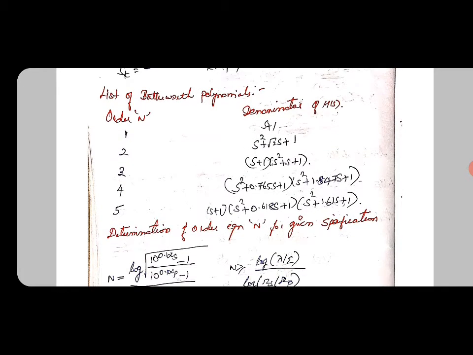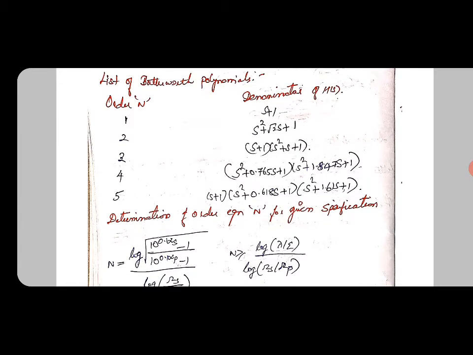Okay, list of Butterworth polynomials. We should know the constant values for different orders. For order 1, the denominator H(s) is s plus 1. For order 2, it is s squared plus root 2 s plus 1. For order 3, it is (s plus 1) into (s squared plus s plus 1).